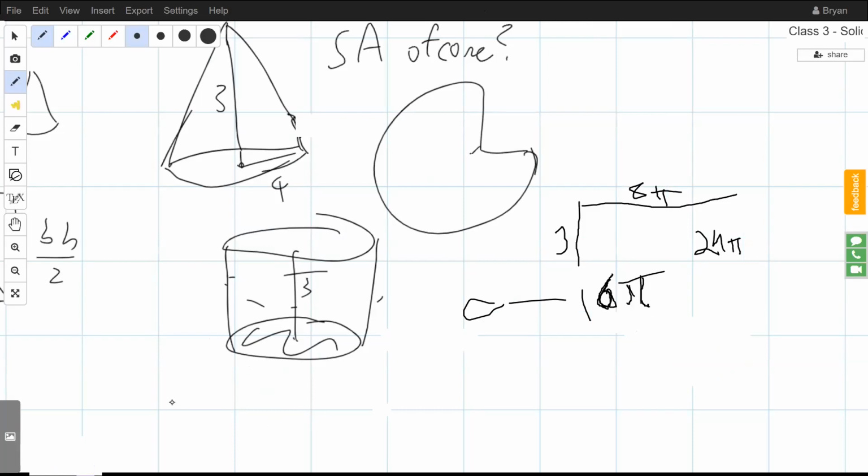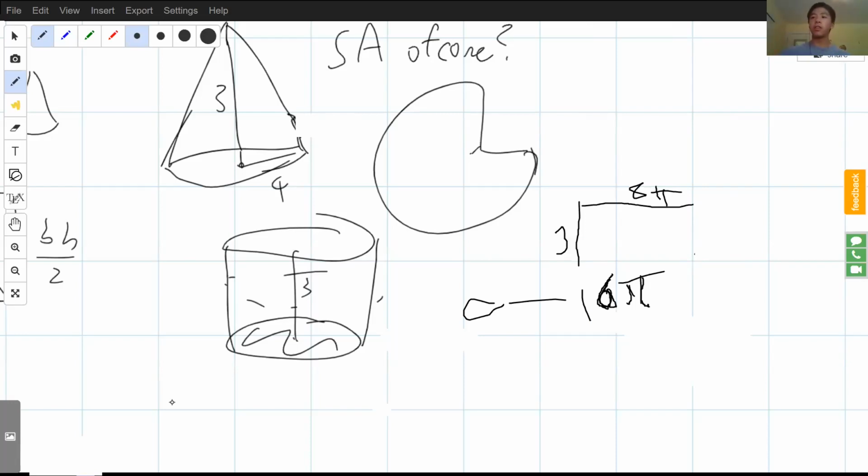But think about it this way. If you take a piece of paper and you roll it, you'll make a cylinder, okay? So then what you're doing is you're literally just taking the lateral surface area of the cylinder, because when you unroll it, it's just a rectangle.